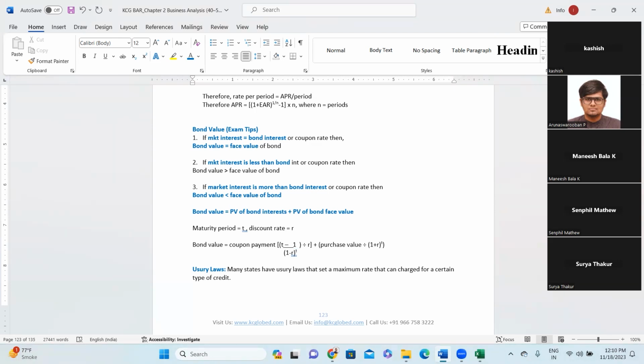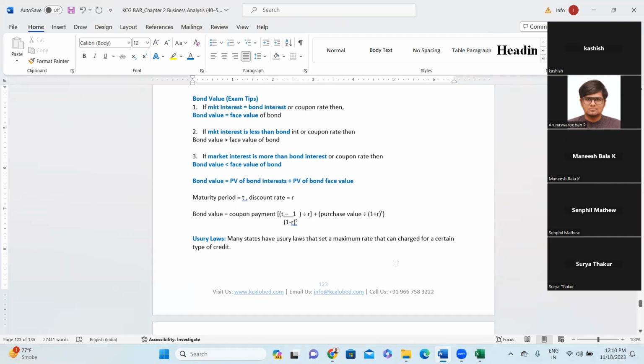T minus 1, T minus 1 divided by 1 minus R to the power T, divided by R, plus purchase value divided by 1 plus r to the power t, right?